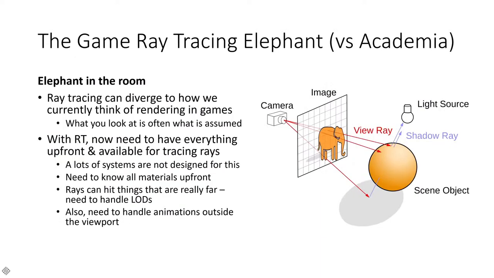Now, I think the elephant in the room is that as we go through this transition and add more ray tracing to our games, at its core, ray tracing can diverge from how we currently think of rendering in games. In games, what you look at is often what is assumed to require processing. But with ray tracing, many systems need to be adapted where everything is expected to be available and provided up front. Rays can end up anywhere in the scene, right? So materials need to be known up front, and rays can also hit objects that are really far, so you need to handle various levels of detail for geometry and textures. So maybe things you don't typically have loaded and resident in memory have to be. Animations is another one that comes to mind, which I'll cover in the next few slides.